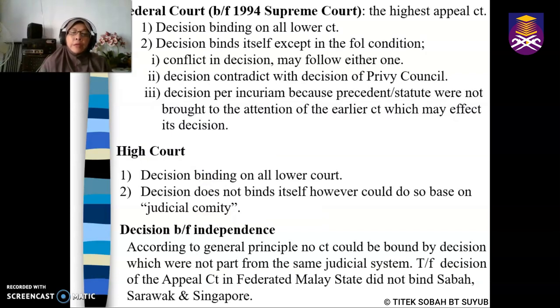Okay, the Federal Court is the highest appeal court in Malaysia. Before 1994, it was known as the Supreme Court. All the decisions by the Federal Court will be binding on all the lower courts in Malaysia, meaning it will be binding on the Session Court and on the Magistrate Court because these are all lower courts. And it will be binding upon the High Court because in the hierarchy, the High Court is lower than the Federal Court. And the decision of the Federal Court is binding on the Federal Court itself.